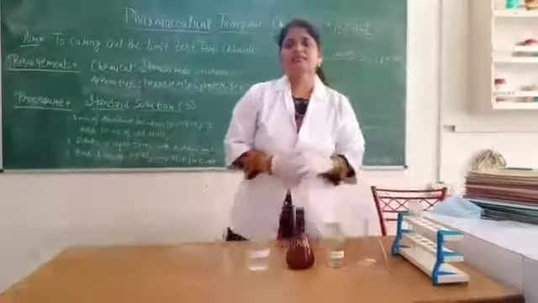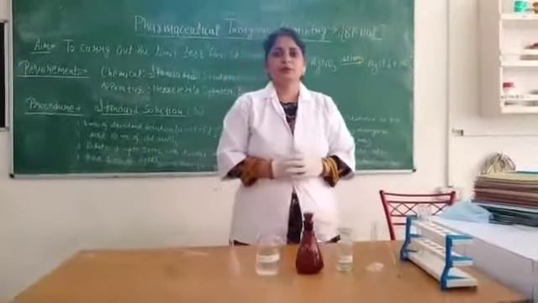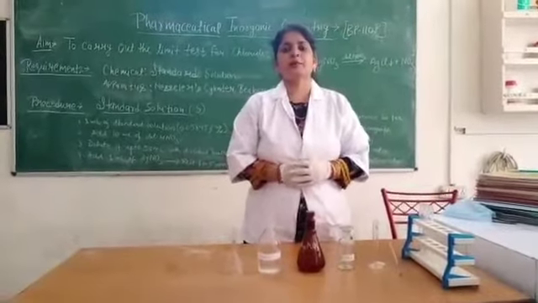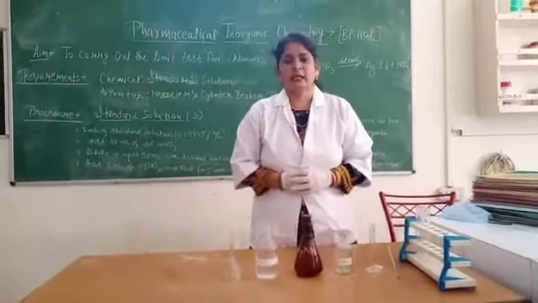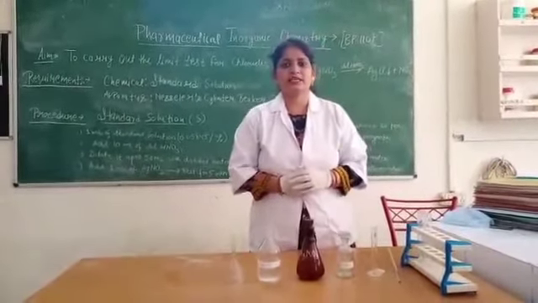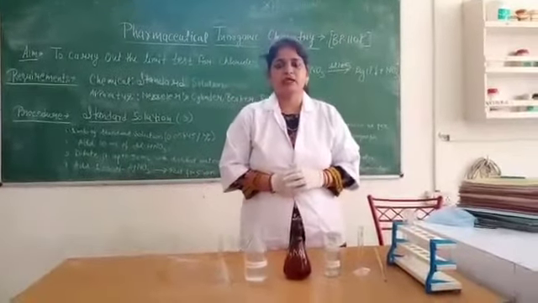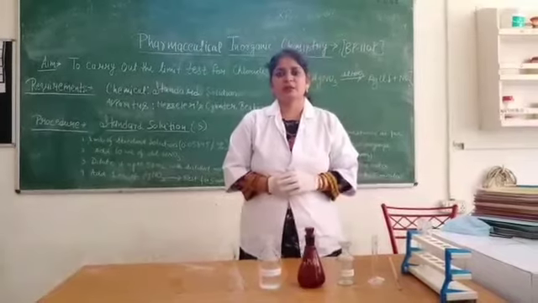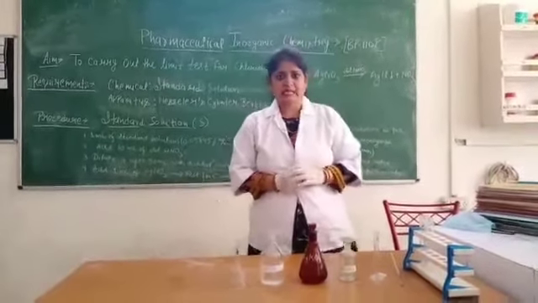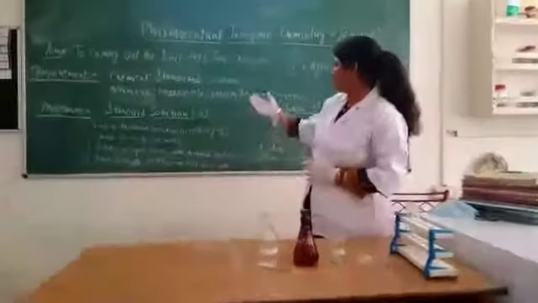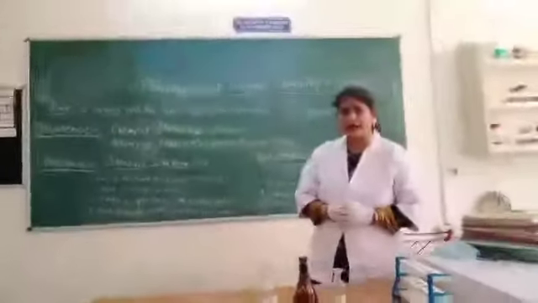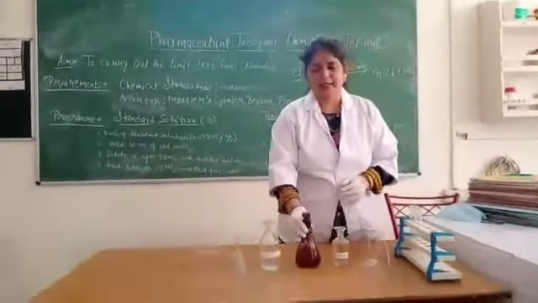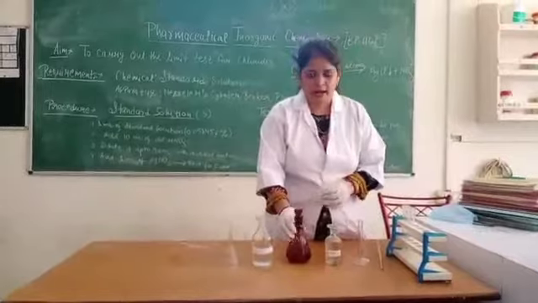The limit test is basically performed to calculate the impurities in the sample. It is not a calculation, but it is a comparative test. We have to perform the limit test for the specific amount of substance in the sample. In this we will perform the limit test for chloride ion.